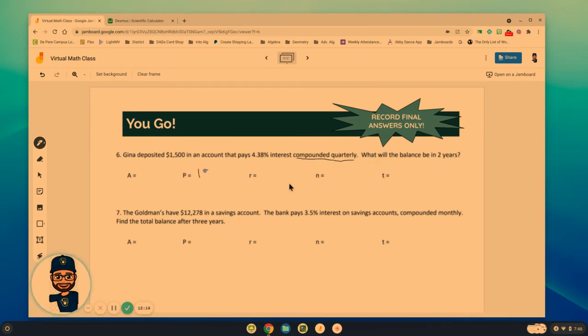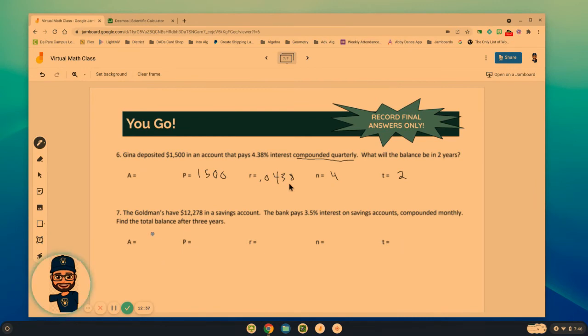So $1,500 for P. The rate is going to be 0.0438. It is compounded quarterly, which means our N should be 4. And our time, how long are we looking at it? For 2 years. So for 2. All right, I'll figure that out in just a moment.